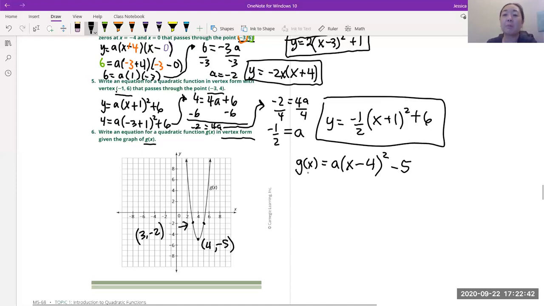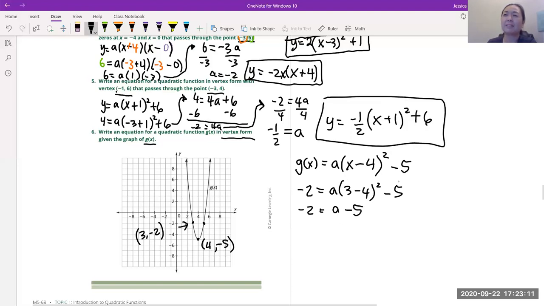All right, so we're gonna put in the -2 for the g of x, and a, we still don't know, that's the thing we're trying to figure out, and x is the 3. So -2 equals a times (3 minus 4) squared minus 5. So 3 minus 4 is -1. -1 squared is 1. So it's just going to be a minus 5.